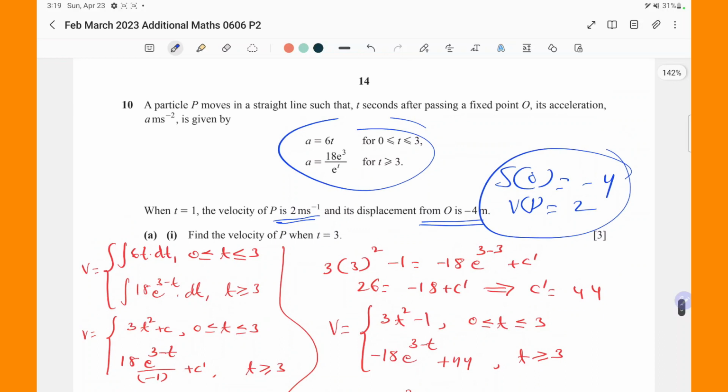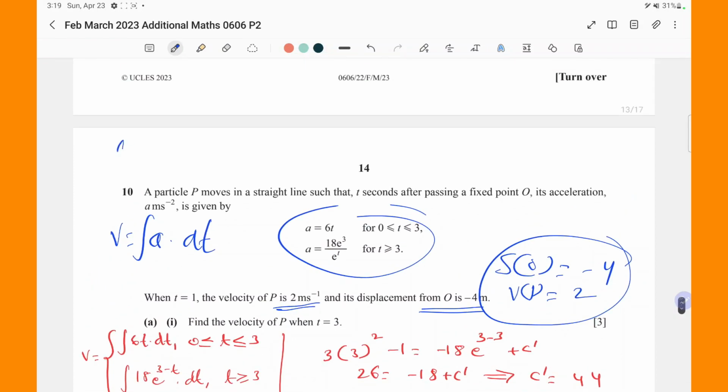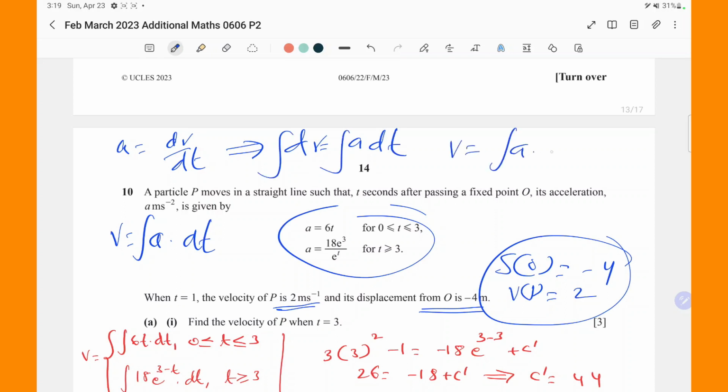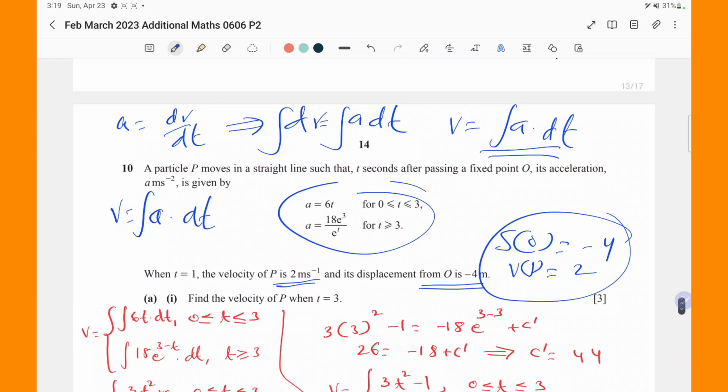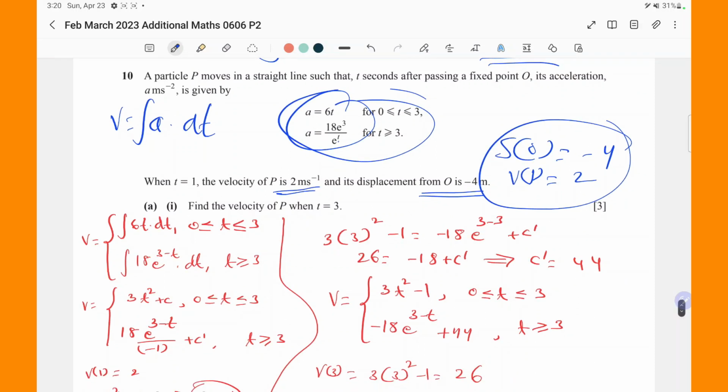Okay, find the velocity. So we know that v is integration of acceleration. How do you remember that? a is dv over dt. So if you write dv is a dt, and if you integrate, then v is integration of a. By the way, so just integrate. So 60 and 18 e to the power 3 minus t, because e cube over e to the power t. So this is e to the power 3 minus t.